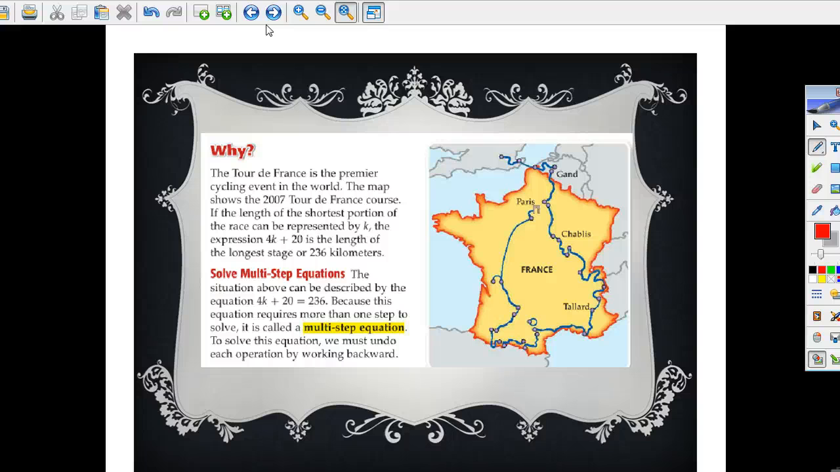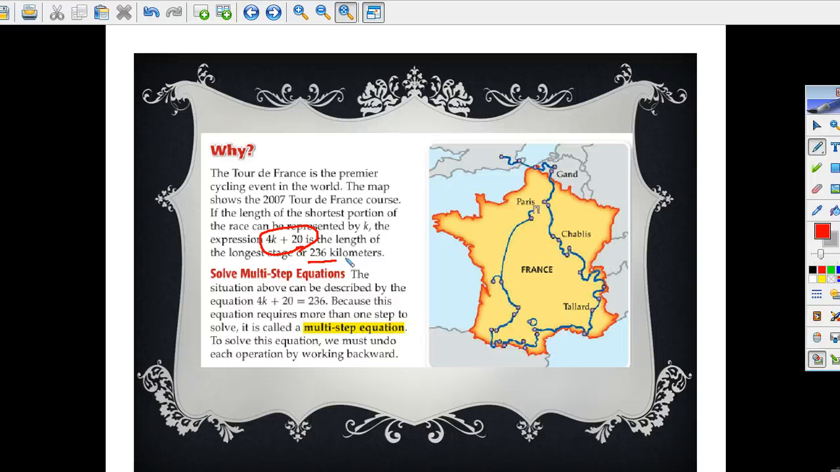The Tour de France is the premier cycling event in the world. The map shows the 2007 Tour de France course. If the length of the shortest portion of the race can be represented by k, the expression 4k plus 20 is the length of the longest stage, or 236 kilometers. So 4k plus 20 is representing 236 kilometers.